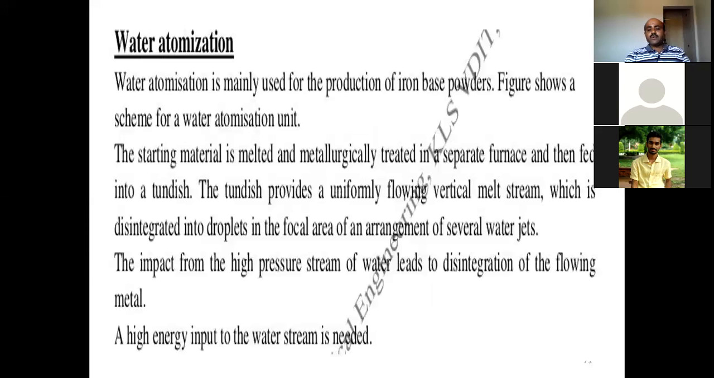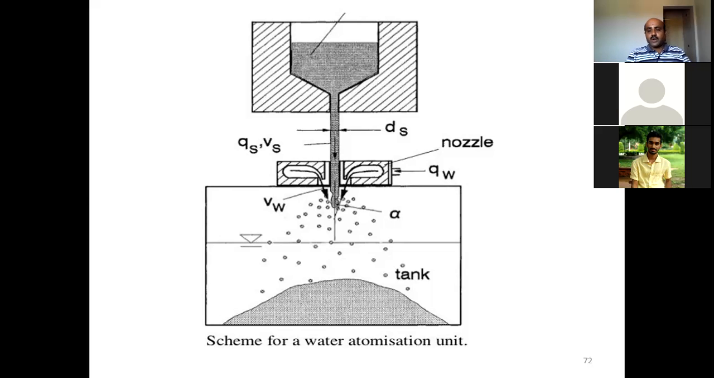The impact from the high pressure stream of water leads to disintegration of the flowing metal, and a high energy input to the water stream is needed. In the sense that, in order to get a high velocity, we need to supply an external source of energy, and that makes the water flow at a higher velocity, and as it impinges on the flowing molten metal, it converts the molten metal into droplets. After being converted into droplets, they are collected in the tank, undergo solidification and cooling, and you get a powder. So this is the basic principle behind water atomization. This type of process is specifically meant for iron-based powder.